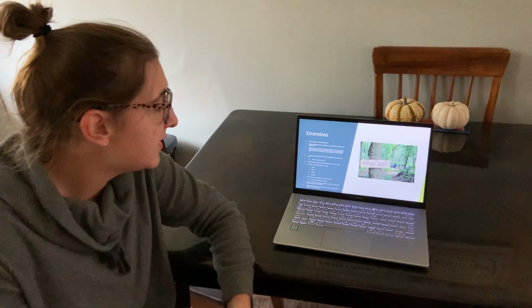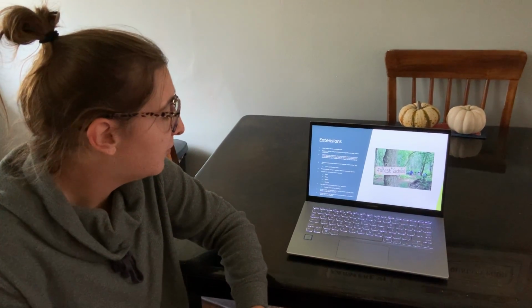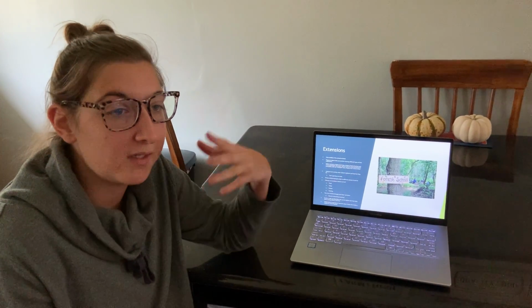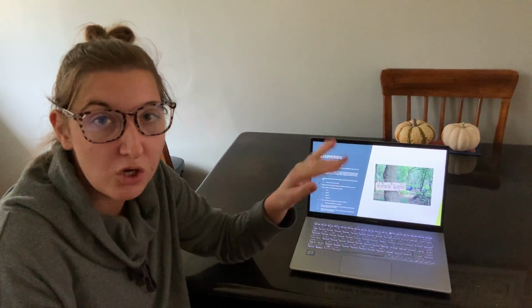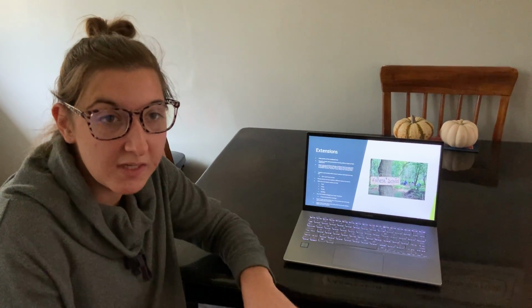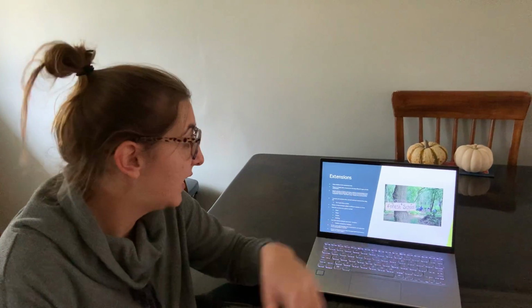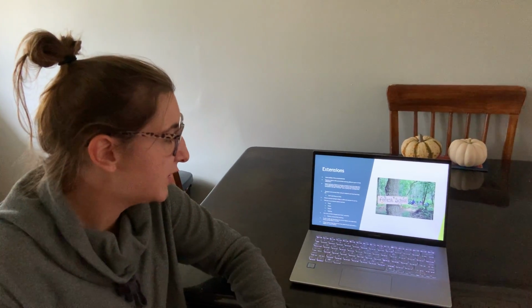And then extensions: make mobiles of the completed birds. Prepare a digital slide presentation showing different types of bird adaptations. So that would include, instead of just having the pictures that the students bring in the beginning, you can show the birds in a slideshow and say, look at this beak, why is this important, all this kind of stuff. Collect pictures of birds to develop a bulletin board showing some of the adaptations discussed.